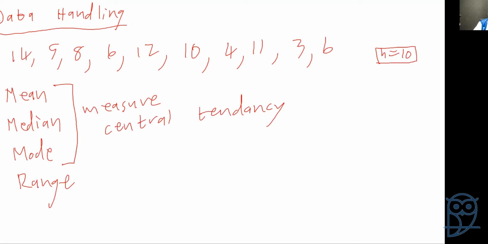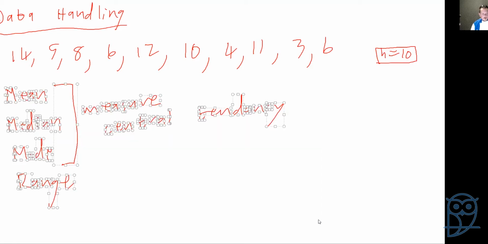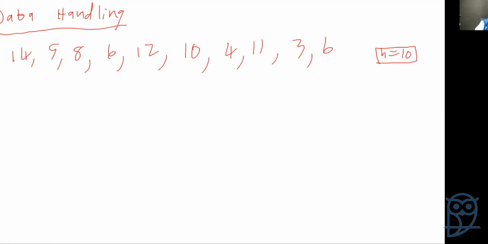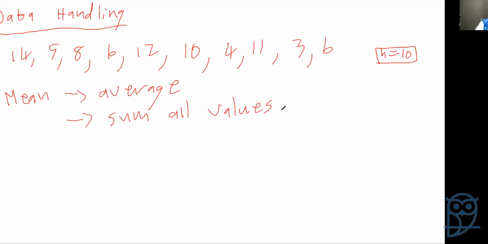So let us start out with the mean. What is a mean? Well, the mean is the most commonly well-known one, which is the average. If you have a certain number of tests and you want to find your average mark, you are calculating the mean. How do you calculate the mean? You sum all the values and then divide by how many there are.